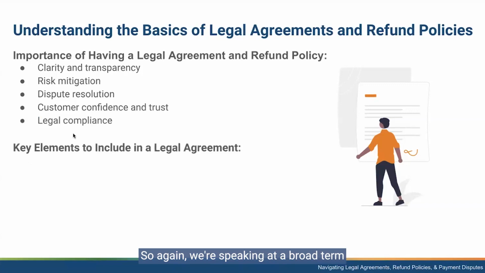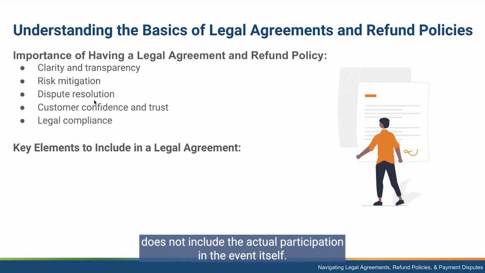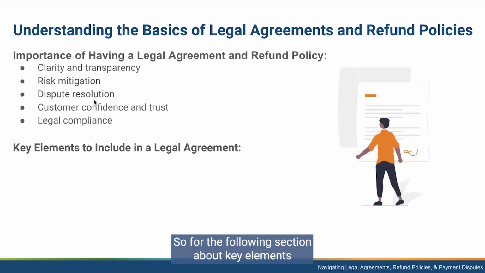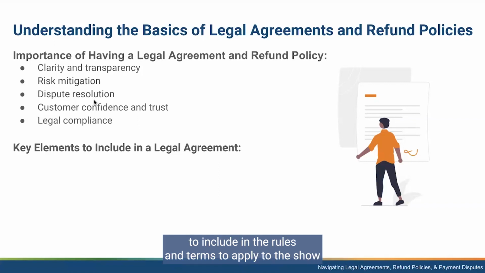So again, we're just speaking in broad terms because I know a lot of events are different and they have different things they need to include. Also, you might be creating a legal agreement that includes or does not include the actual participation in the event itself. So for the following section about key elements to include, I'm going to be talking about rules and terms to apply. Some of them might also apply to participation, just barely, but these are some things that I think are important to include in the rules and terms to apply to the show versus the contract for those attending the festival.